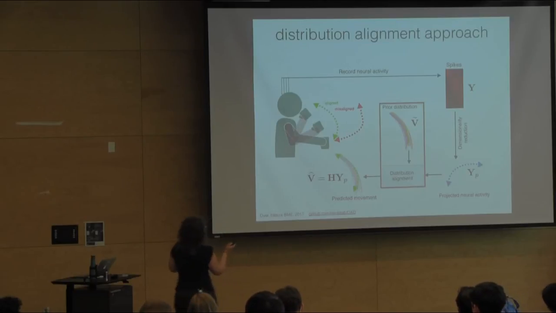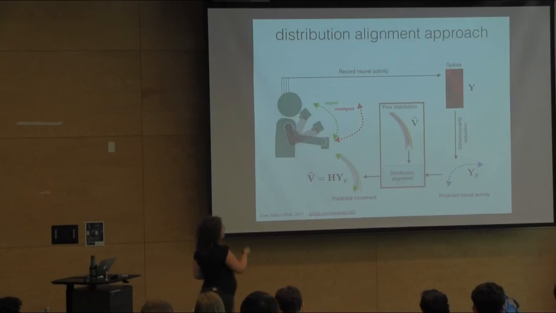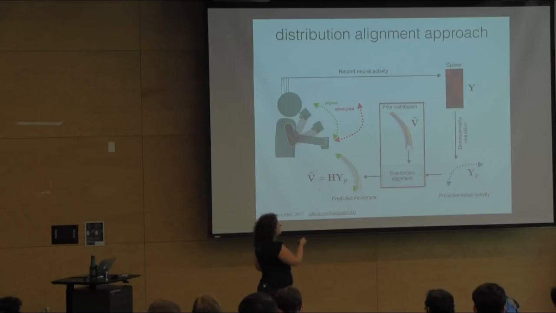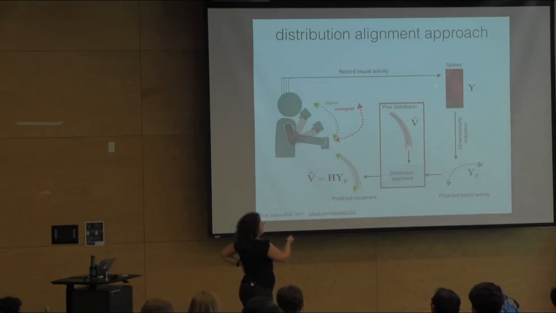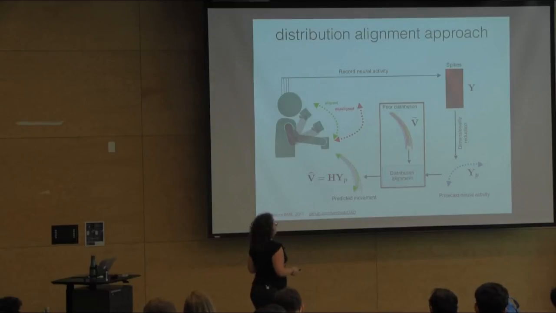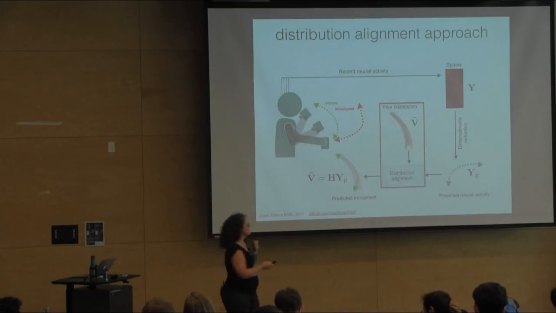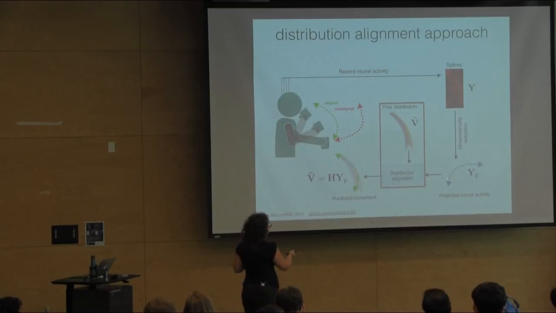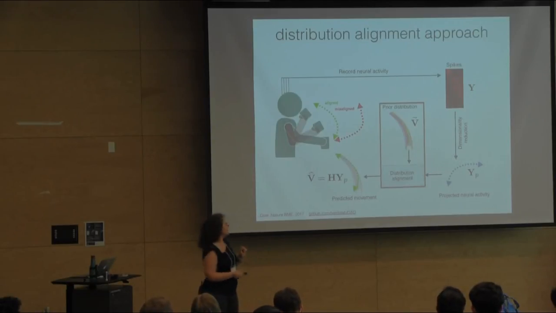Okay, so the idea, as I was describing before, is we're going to record the neural activity. We get some measurement of the spikes of these different neurons over time. So this is our Y matrix. What we want to do is apply some dimensionality reduction technique, which gives us this projected neural activity. And then we're going to do something called distribution alignment to take this projected neural activity and overlay it onto the prior distribution over our movements.